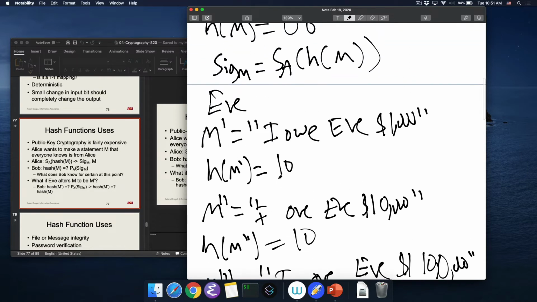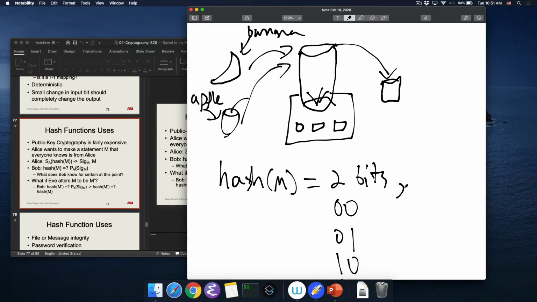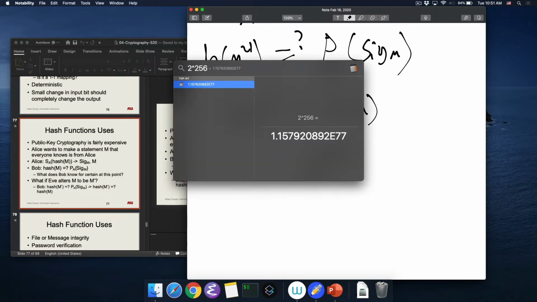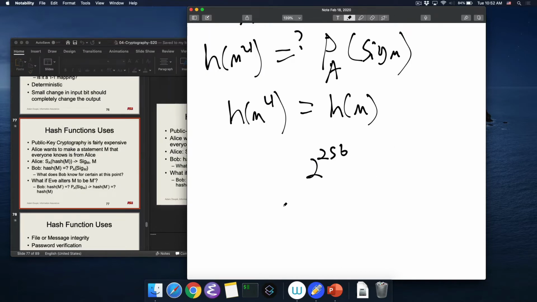Now what if I did this same scenario but said my hash function, instead of being 2 bits, is 2 to the 56 bits? How many would I need to try? A lot more, that is correct. How much more? Which is, let's see. I like Wolfram Alpha for this. 1.15 times 10 to the 77th? Something like that?